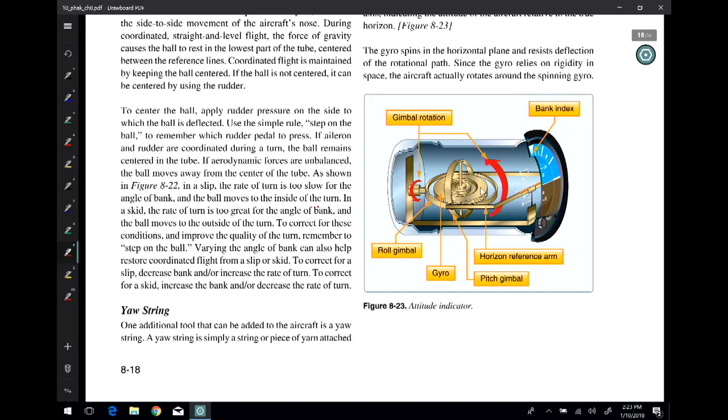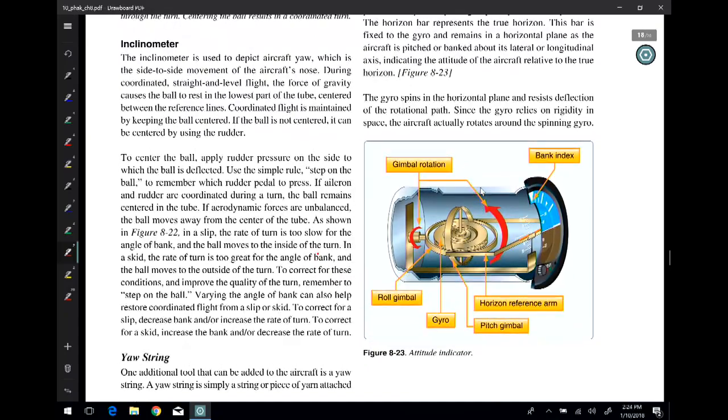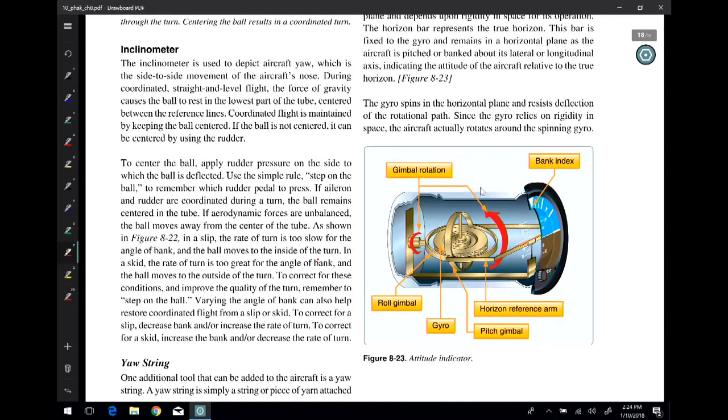But like it says right there in the book, the basic way that these things work is that the gyro remains fixed and the airplane actually turns around that gyro. As it does, it sends information by pressure to these mechanical linkages that then give you an indication on the front of your attitude indicator as to the attitude of your craft. Okay, so that's kind of how that works.